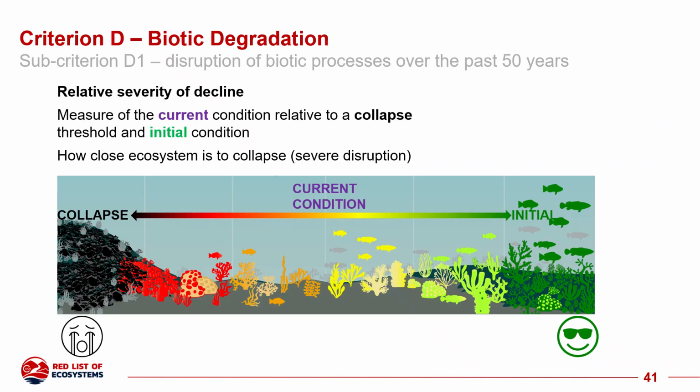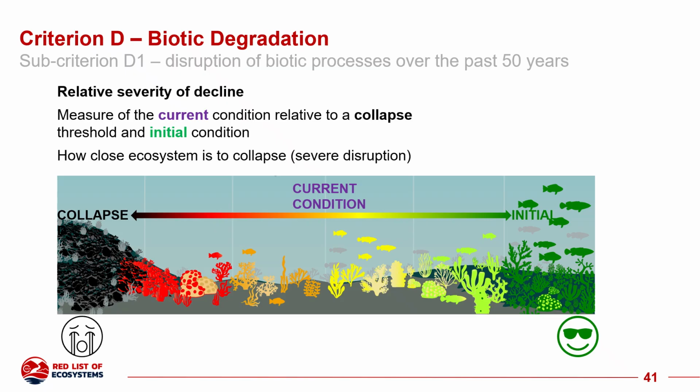Criterion D focuses on identifying ecosystems that are experiencing severe disruption to their biotic processes and interactions. This includes declines in characteristic species, shifts in community structure, or loss of ecological functions that are essential for the ecosystem to maintain its identity. The method used by the RLE to assess biotic degradation is the relative severity of decline.